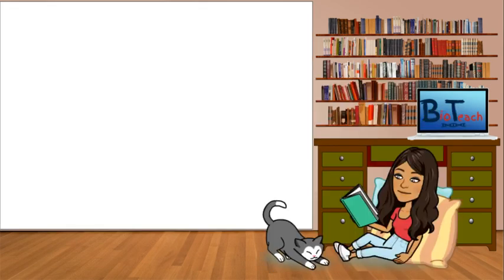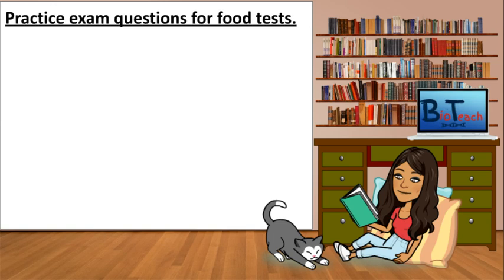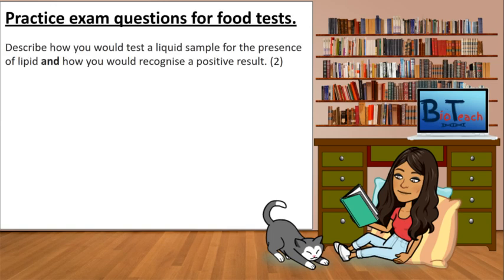So, if we look at a few exam questions to give you some practice, the first question is asking you to describe how you would carry out the test for a lipid on a liquid sample, and this question offers 2 marks. The first marking point would be to state that you would mix the sample with ethanol and then with water. The order for these is really important. If you really cannot recall that ethanol is first, perhaps think of it as E for ethanol comes before W for water in the alphabet.